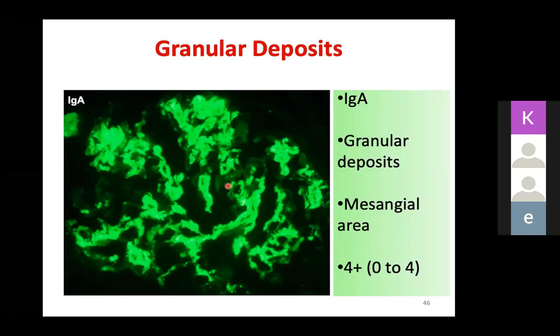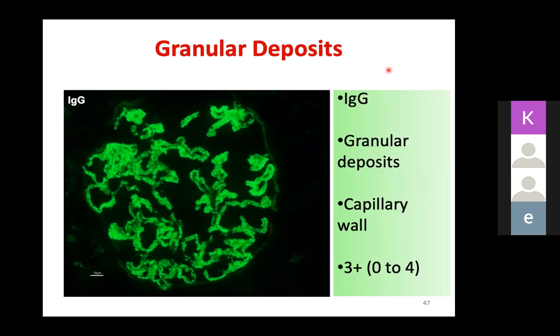Then here my stain is IgA. This pattern is granular and it is located in the mesangium. Why am I saying mesangium? Because you can see these negative membranes. Since the deposits are localized only to the mesangial area, and it is IgA, and it is very bright, even at 10x I'll be able to pick up this positivity. So I shall say 4 plus mesangial IgA granular deposits, right?